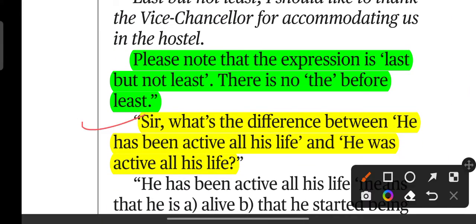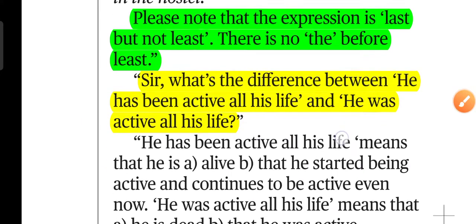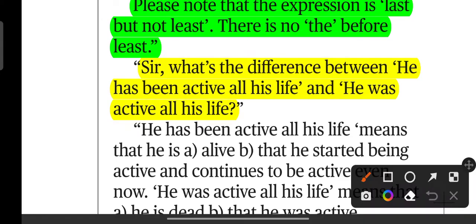There is another question. Okay, sir, what is the difference between he has been active all his life and he was active all his life? So you have heard sometimes people speak like this. So he has been active all his life and he was active all his life. So what is the difference between both? Means here is has been and here is was.